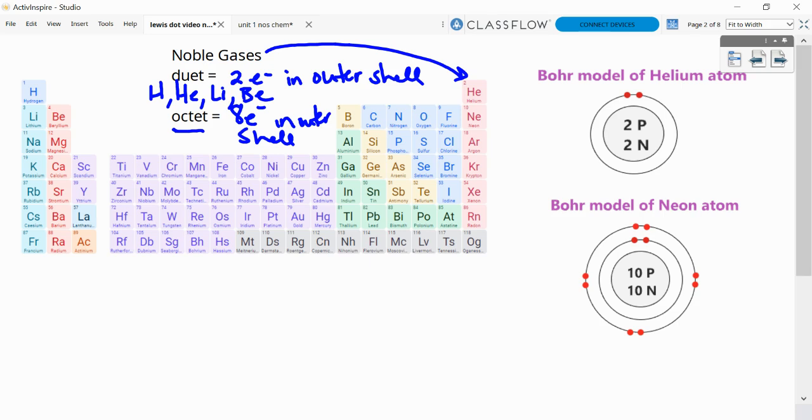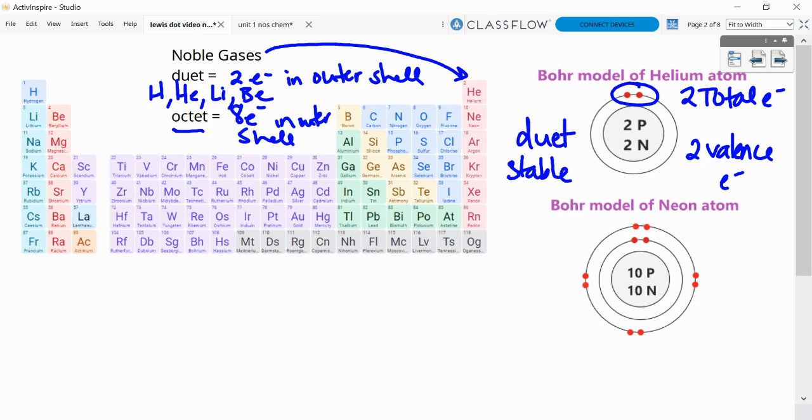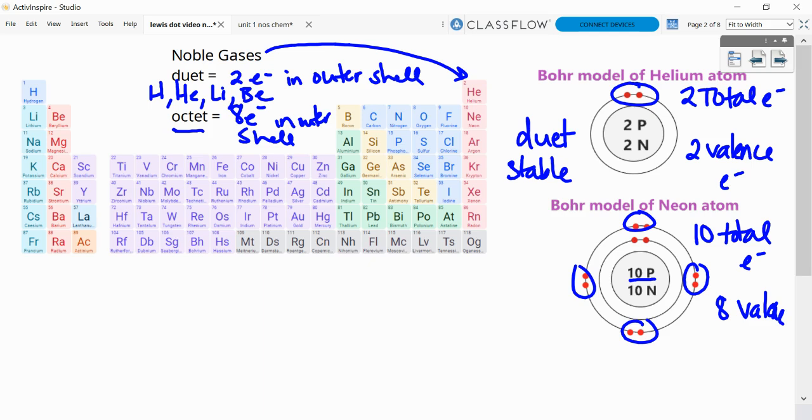If we look at the Bohr model for helium, we could see that it has 2 total electrons, and it also has 2 valence electrons. This means that it has a duet, and it doesn't need to gain or lose any electrons in order to be considered stable. For neon, we could see that it has 10 total electrons, which is the same as protons. And in terms of the outer shell, it has 2, 4, 6, 8, so it has 8 valence electrons. And this will give us an octet, which is also stable. It doesn't want to gain or lose any electrons.